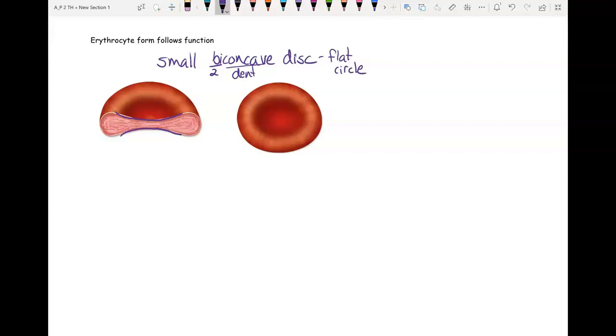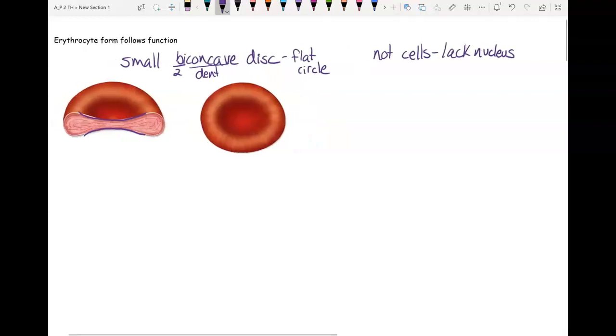They also are technically not cells. The reason they're technically not cells is because they lack a nucleus. And one of the overriding themes in anatomy and physiology is that form follows function. So their form is to be this small biconcave disc with no nucleus.